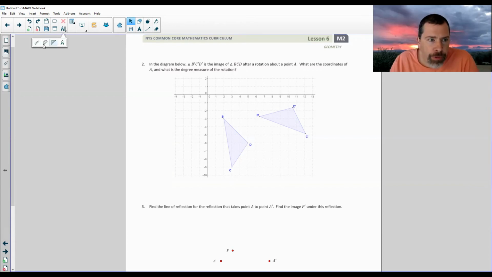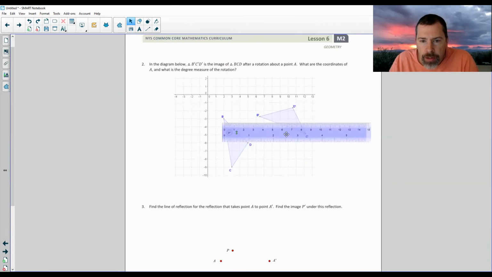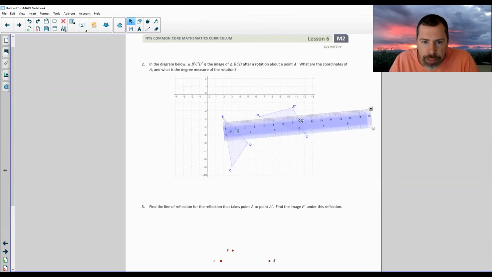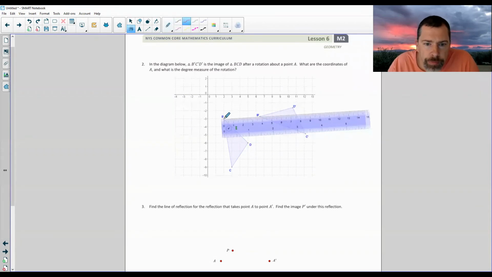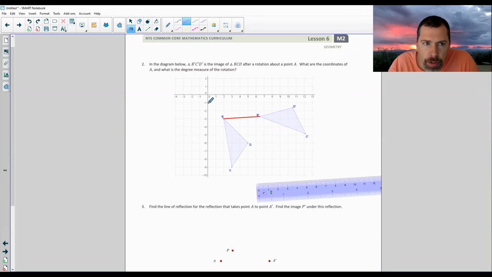So I'm going to get my ruler. Okay, and I'm going to draw a segment from B to B prime. Okay, and let's see, red's fine. Draw a segment from B to B prime. Move this out of the way. Get my compass. Put it on B. Open it more than halfway.